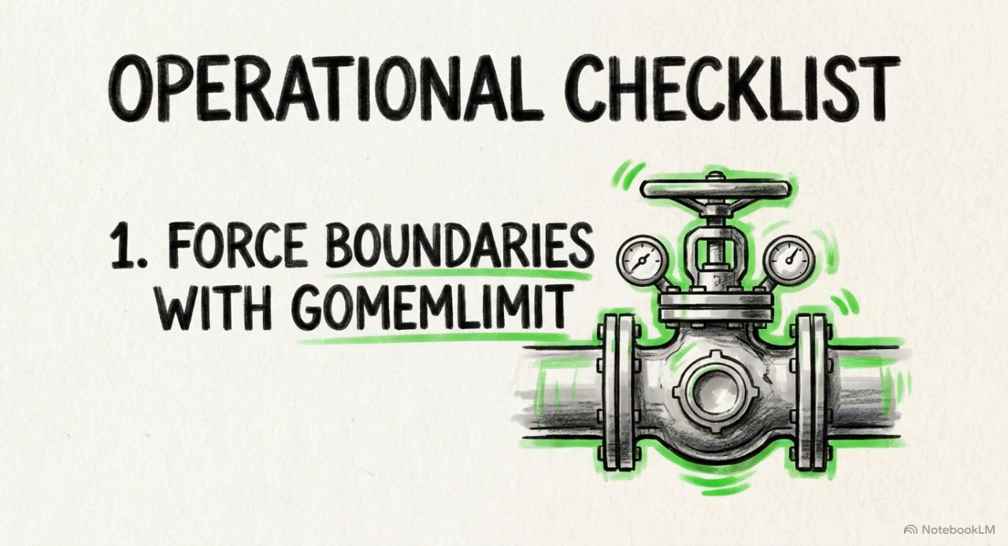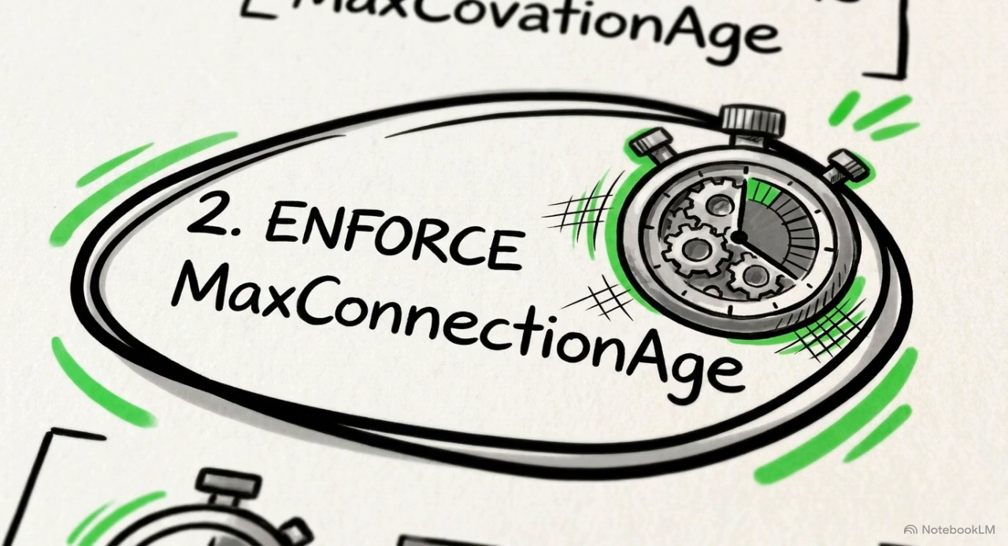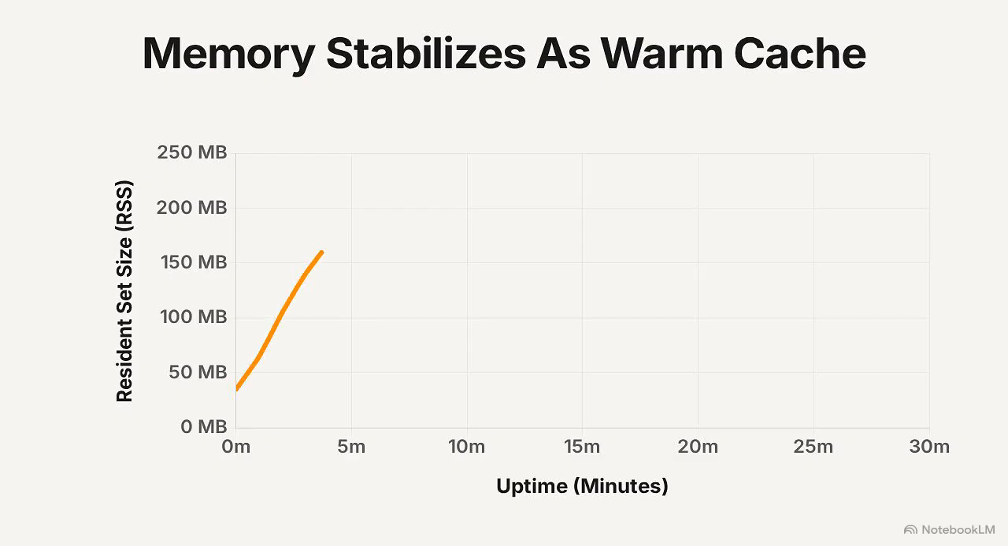First, you must force the runtime to respect the operating system's boundaries using GOMEMLIMIT. Second, you must destroy accumulated connection states by enforcing a strict max connection age. And finally, recognize that memory growth is not always a leak. If you deploy these limits and your memory curve flattens out high but stable, you are simply looking at an efficient, warm cache doing its job.